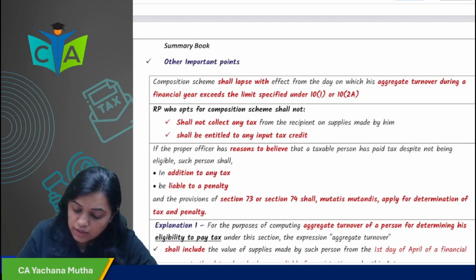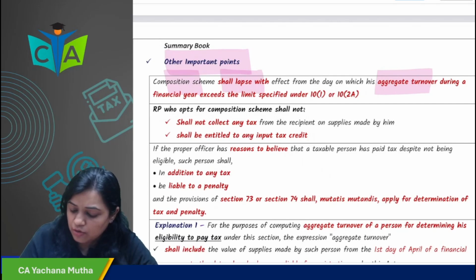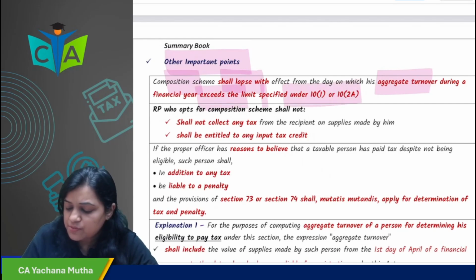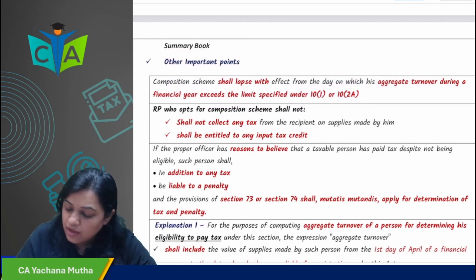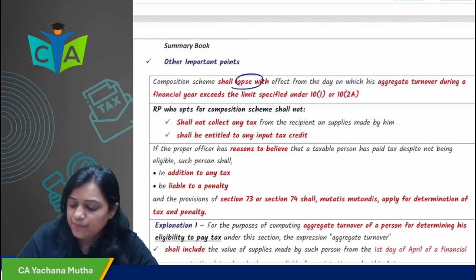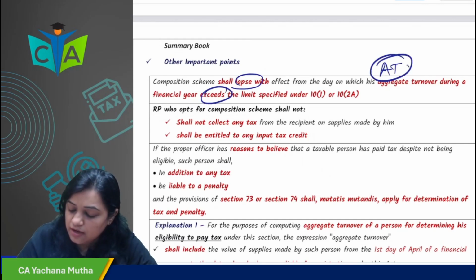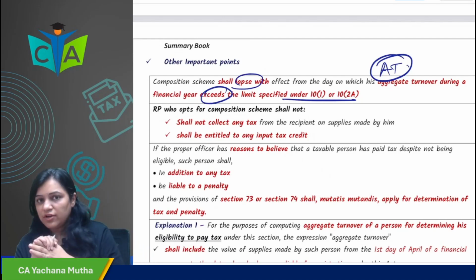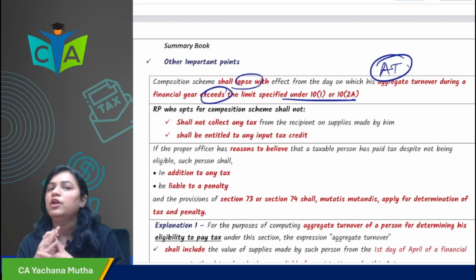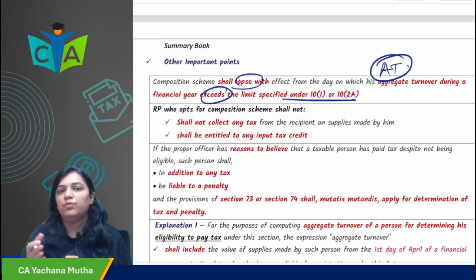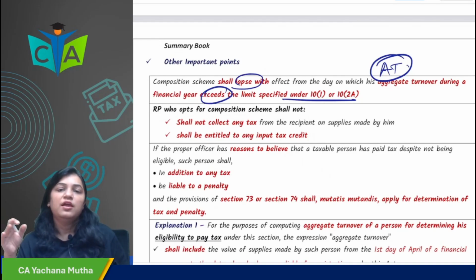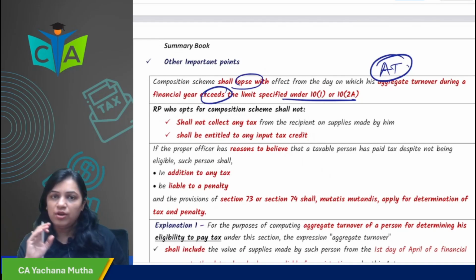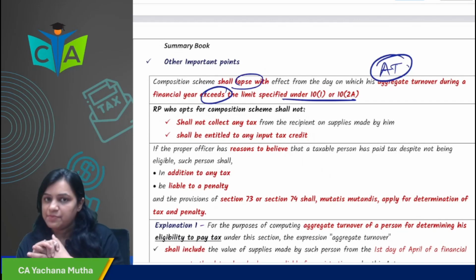Now the other important point: from which day will the composition scheme lapse? Whenever the aggregate turnover in the financial year exceeds the limit specified under 10(1) or 10(2)(a). What is the limit under 10(1)? We have seen 1.5 crore or 75 lakhs, as the case may be. What is the limit under 10(2)(a)? 50 lakhs. So in the current year, whenever your turnover exceeds these limits, the composition scheme will not be allowed to you. Your composition scheme will lapse.